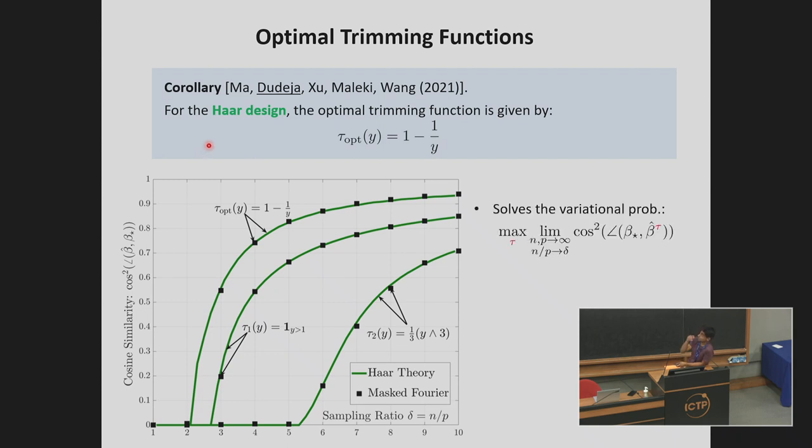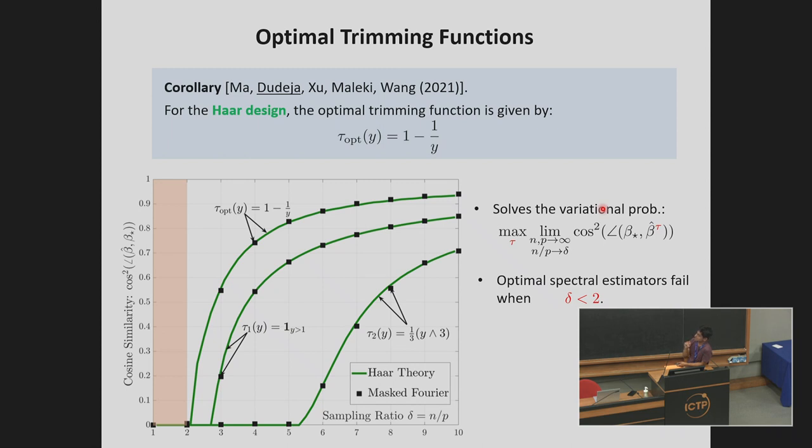The way this optimal trimming function is derived is by solving a variational problem. For any tau, we understand what the limiting performance is, so we want to solve the variational problem of finding the best tau, and it turns out that this problem has some nice analytic structure underneath it, so you can figure out what the optimal tau is explicitly.